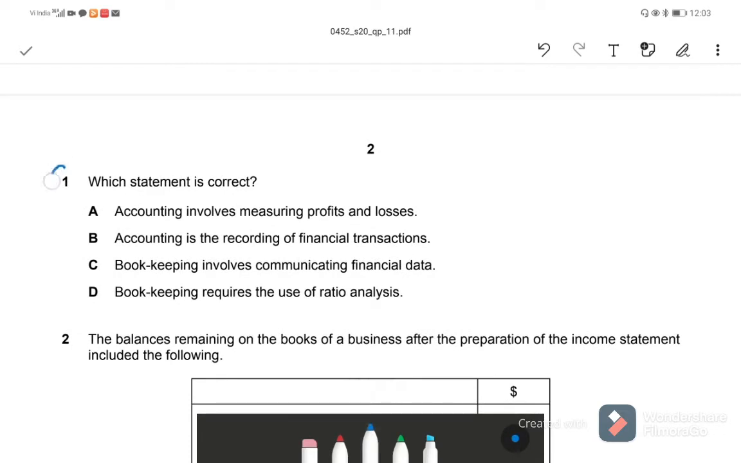Question number 1. Which statement is correct? Accounting involves measuring profit and losses. The first option is correct. So we can say correct option is A.